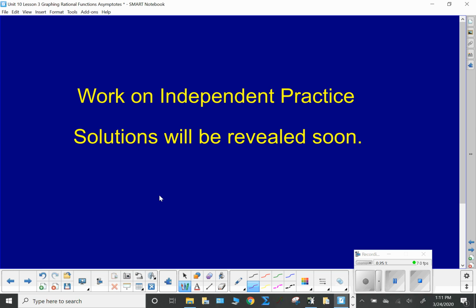Okay. Continuing on, I have some independent practice. Solutions will be revealed soon. What I'm actually going to do is split this into 2 lessons. This first one being 25 minutes long. The second one will be just the independent practice solutions. So go ahead and work on those and see how you do. I realize the holes and the slant asymptotes might be a challenge, but see if you can figure them out, and if not, it's okay. Just know that there's a slant or know that there's a hole, and watch when we do the practice. Okay? That's it.